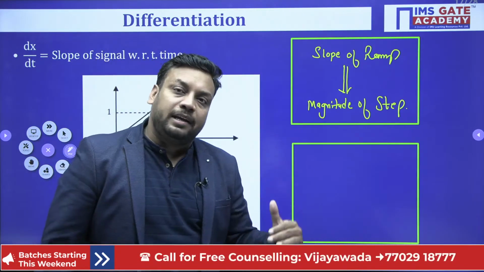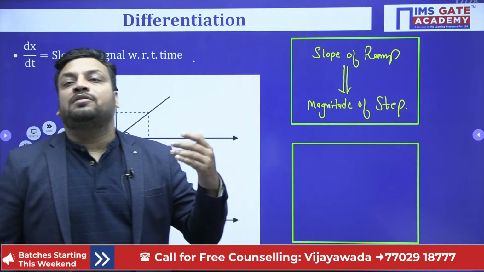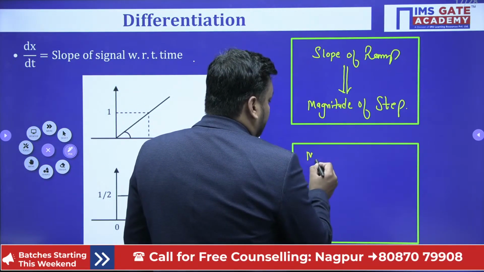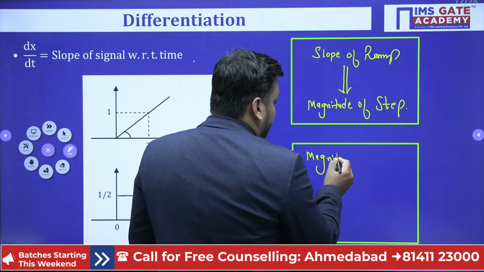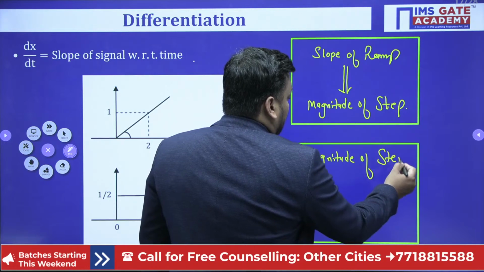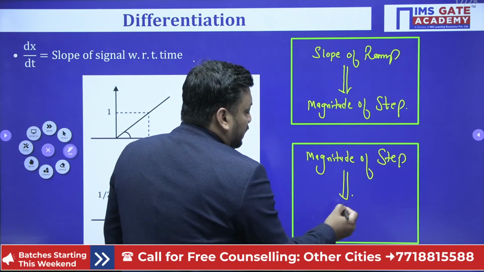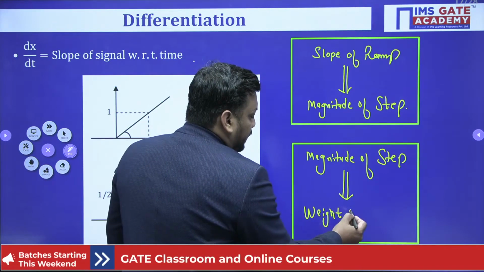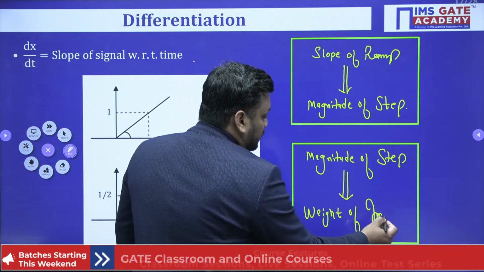If the slope is negative, then the magnitude of the step will be negative. Similarly, students, while the process of differentiation, the magnitude of a step signal is going to be converted into the weight of an impulse.